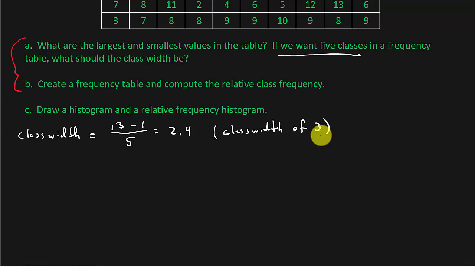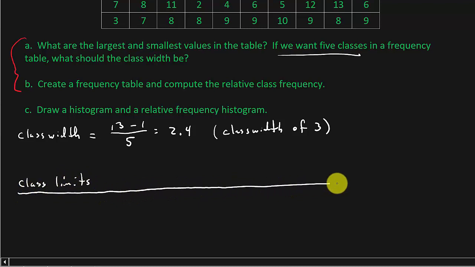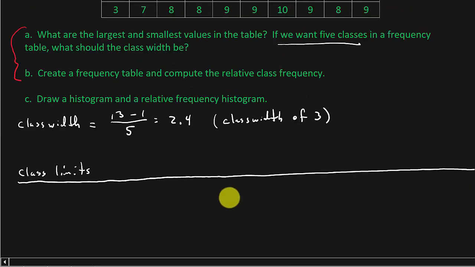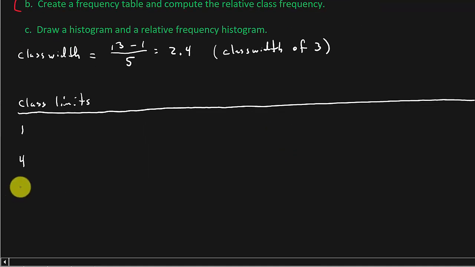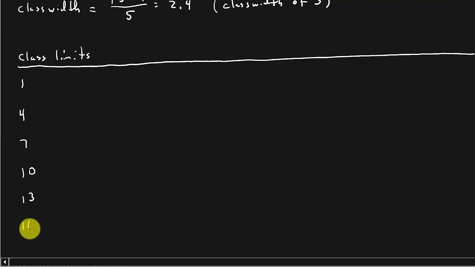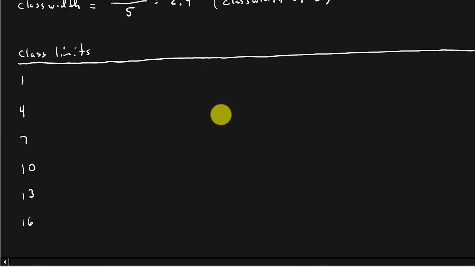All right. So we've got our class limits. And we want to start with the smallest number, which is 1. And we're going to do 1 plus 3 is 4. And remember, that's the lower limit of the next class. It does not go up here. And then 4 plus 3 is 7. 7 plus 3 is 10. And we need to keep going. Let's see. 10 plus 3 is 13. And 13 plus 3 is 16. We're not going to need the last one, are we? We won't need the last one, because the largest number is 13. But I'm going to leave it there anyway. I'll erase it in a minute.